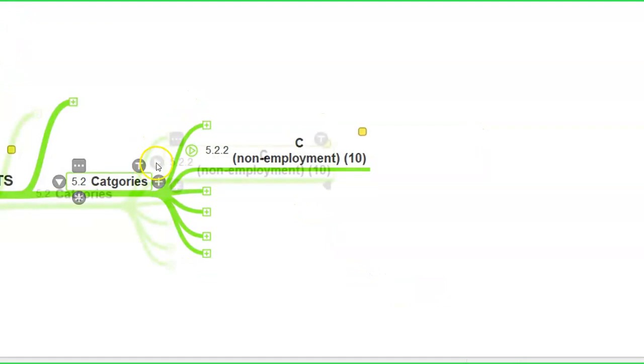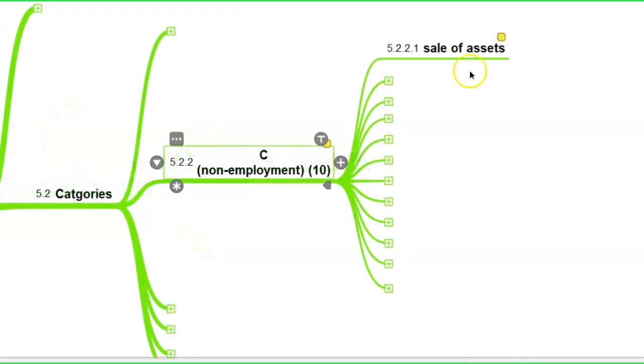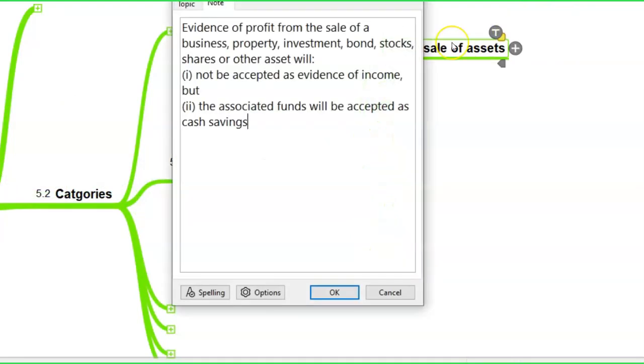Let us first of all cover one of the most frequently asked questions, about the sale of property. Suppose you sell a property or some type of land or some other assets. Will the Home Office accept this as your non-employment income? The answer is no, they won't. However, the UKVI will accept evidence of profits from selling a business or property or investment bonds, stocks, shares or other assets as your cash savings.